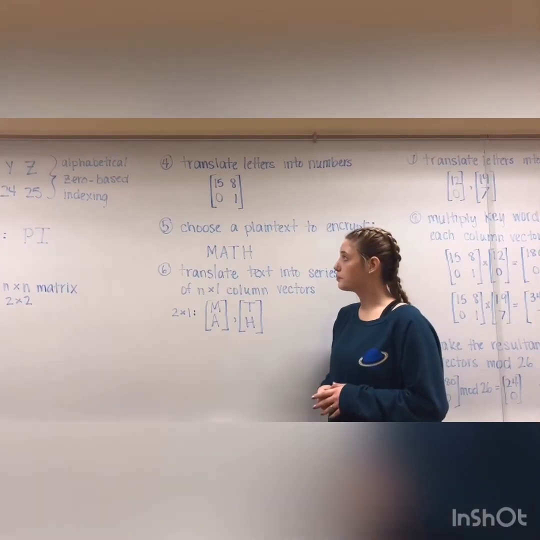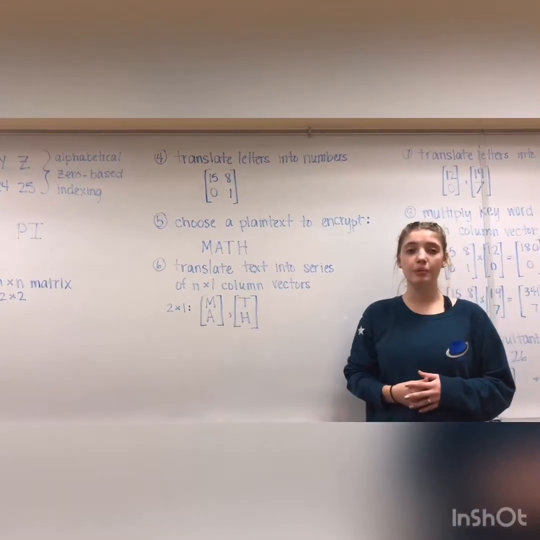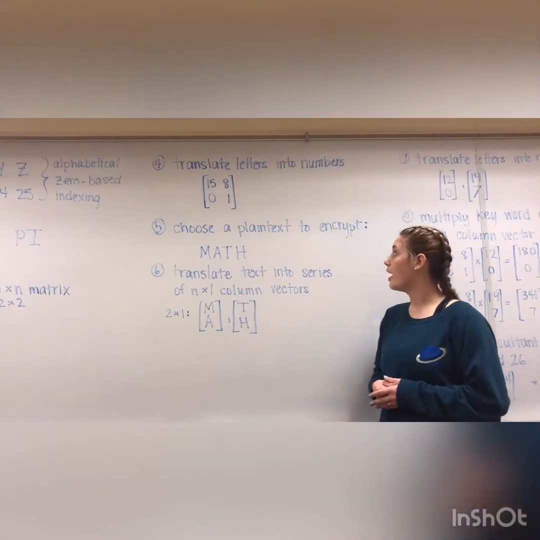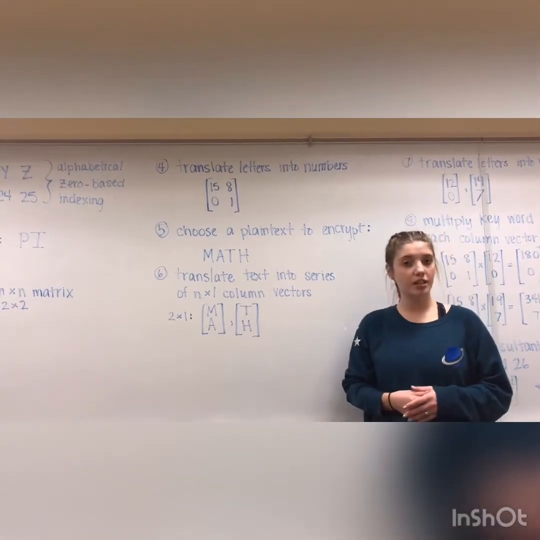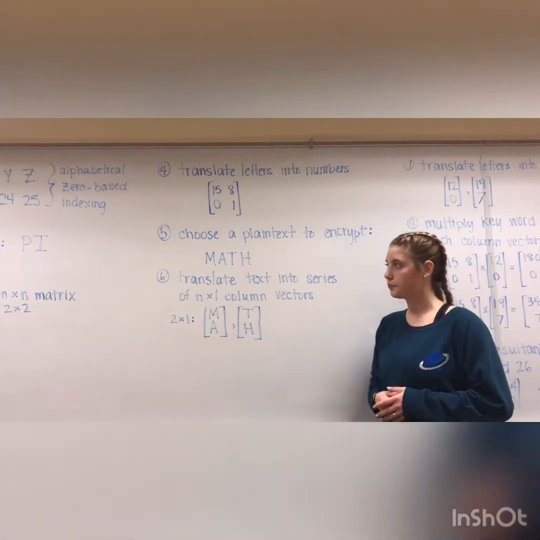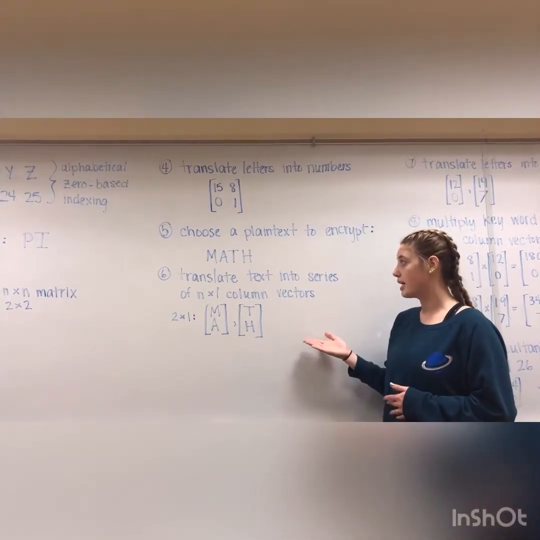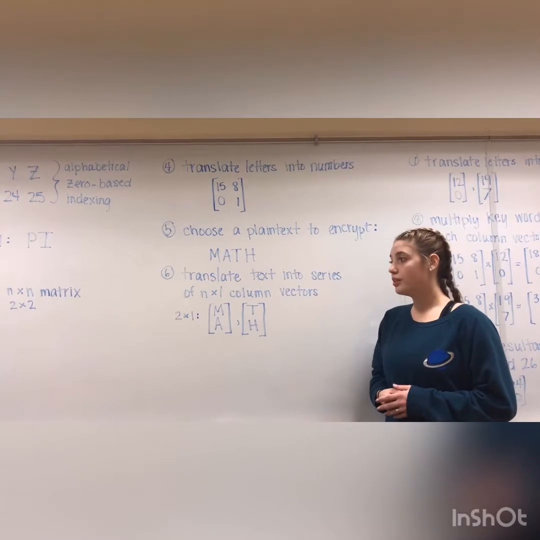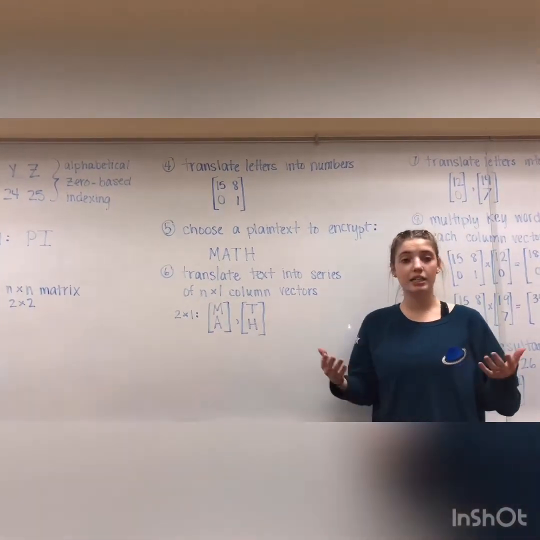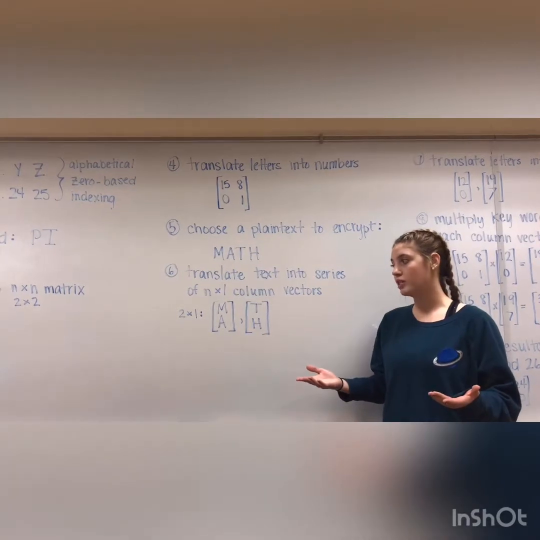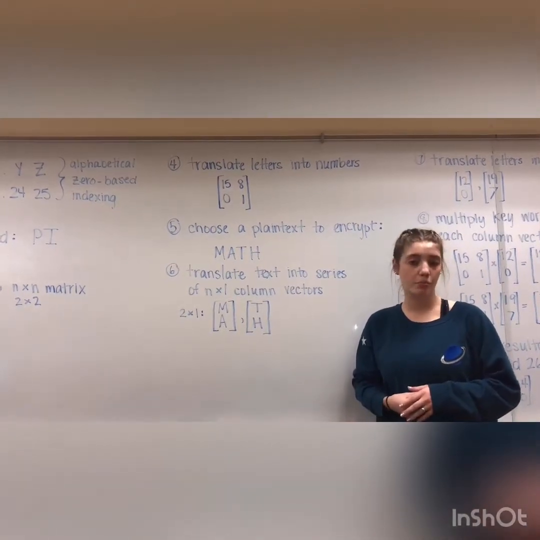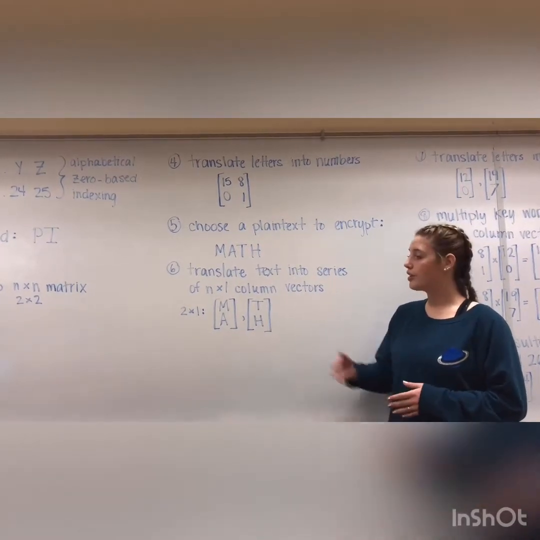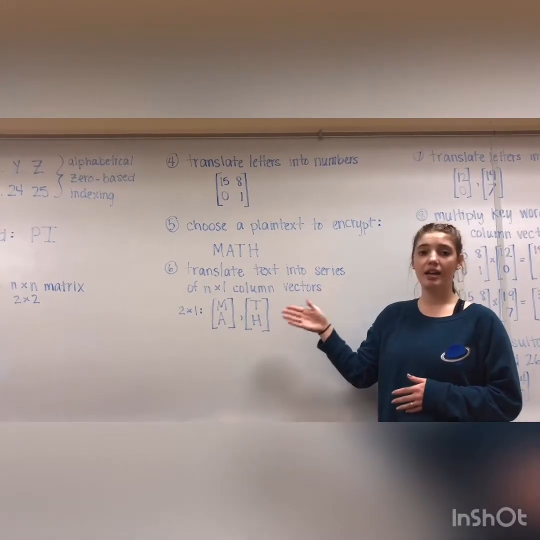and 1 to B. Step 5 is to choose a plain text or message that has had nothing done to it that you would like to send and encrypt. So for our example, our plain text will be math. Step 6 is to translate that text into a series of n by 1 column vectors. For our example, since our encryption matrix is a 2x2, our column vectors must be 2 by 1, because later they will be multiplied together. So since our plain text is math, our column vectors look like MA and TH.